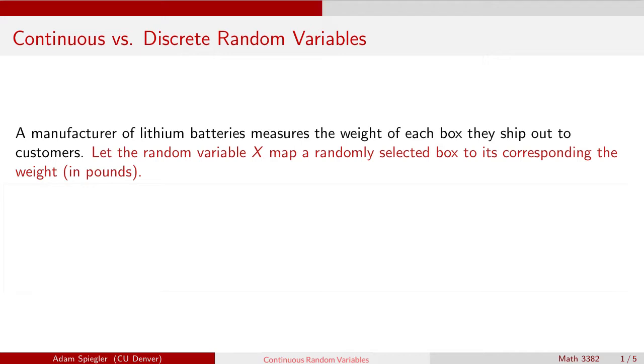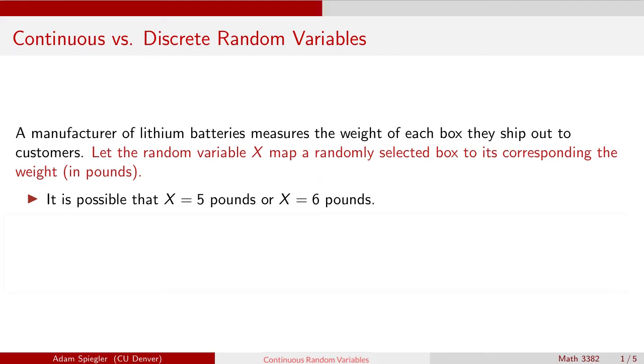A manufacturer of lithium batteries sends out shipments and they weigh each box that they send out to the customers. So let's let X denote a random variable which is going to map a randomly selected box of batteries to its corresponding weight. And so let's think about what some of the possible values for this random variable X could be. It's possible that this box of batteries weighs exactly 5 pounds, or maybe a randomly selected box weighs exactly 6 pounds, in which case it could be discrete.